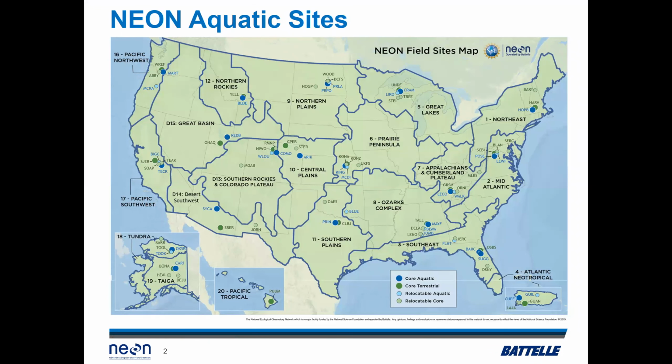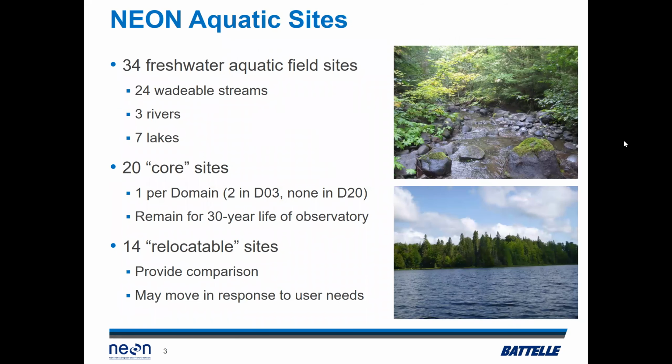As you know, NEON is an NSF-funded network of monitoring sites across the continental US, Alaska, Hawaii, and Puerto Rico. NEON is designed to collect long-term open access ecological data to better understand drivers of ecological change. The NEON network consists of 34 freshwater aquatic field sites. 24 of these are wadable streams, 3 are rivers, and 7 are lakes.